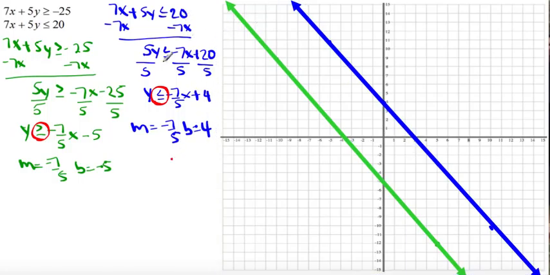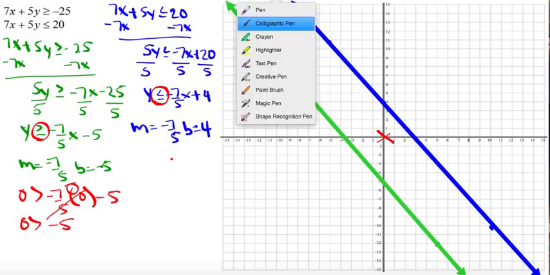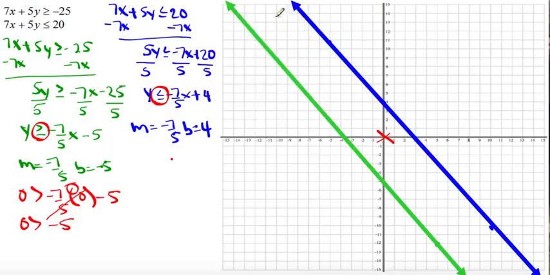Okay, so now to do the shading, I'm starting with the green line. I'm testing the origin, the 0, 0 point, to see if I shade above the green line or below the green line. So is 0, 0 a solution? So I have 0 is greater than negative 7/5 times 0 minus 5. So 7/5 times 0 is 0, and 0 minus 5 is negative 5. 0 is greater than negative 5, which is true, so I have to shade everything above the green line, everything that includes that 0, 0 point.